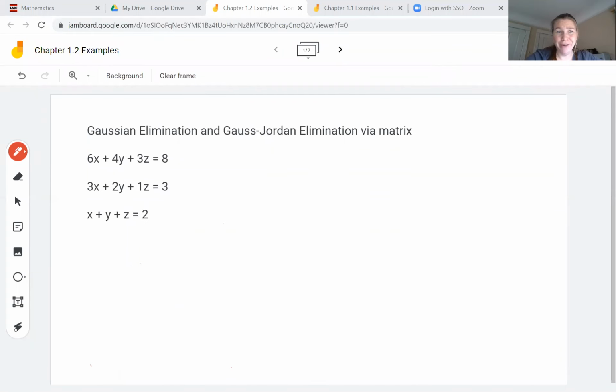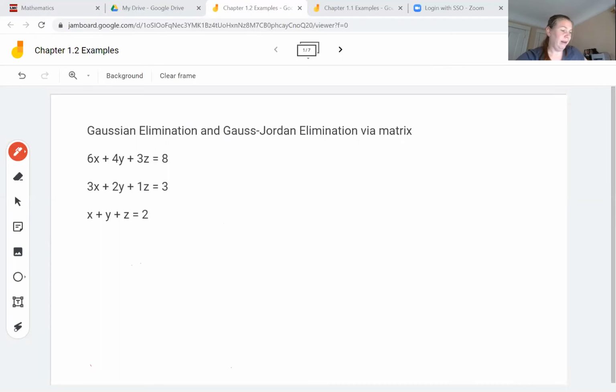In this video, we are taking a look at Gauss-Jordan elimination and Gaussian elimination strategies to solve systems of equations via matrix. So I have here a system of equations that we are going to solve, and we are going to represent these values, the coefficients, in a matrix, which is a rectangular array of numbers. Each number is known as a matrix entry, and we arrange it as horizontal rows and columns.